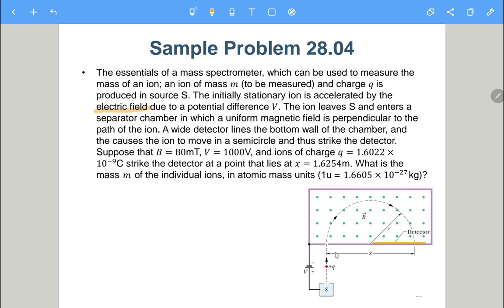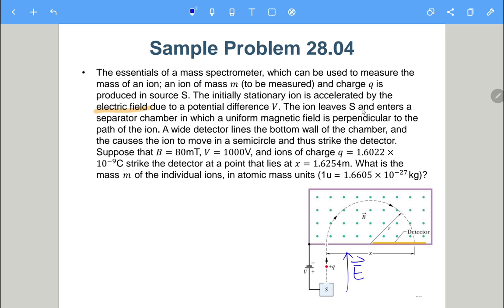So as you can see, for this part we have a uniform B field, and for this part we have an electric field. We have an E field here, which is like this. So if you have an ion here, which is a charged particle in the E field, it will accelerate. And then starting from here to there, it will have more kinetic energy.